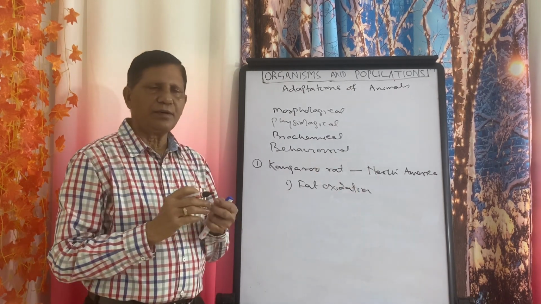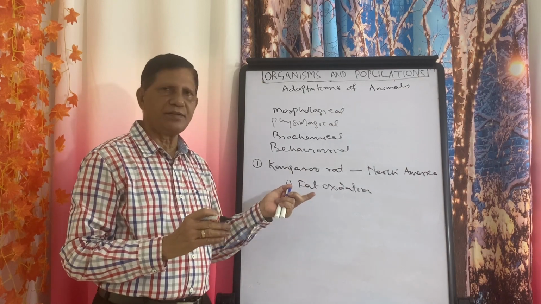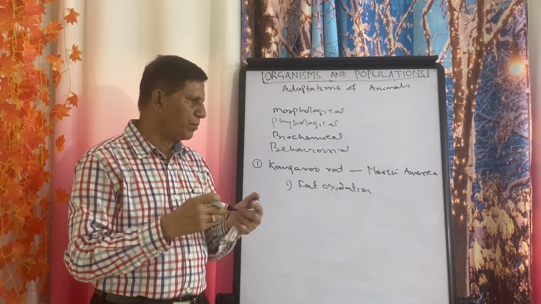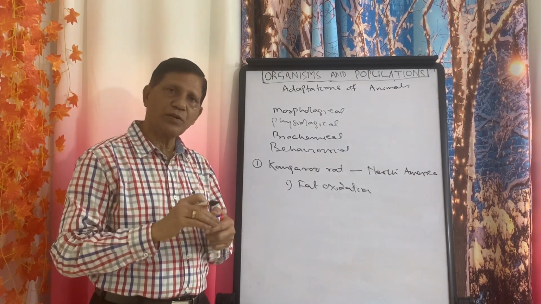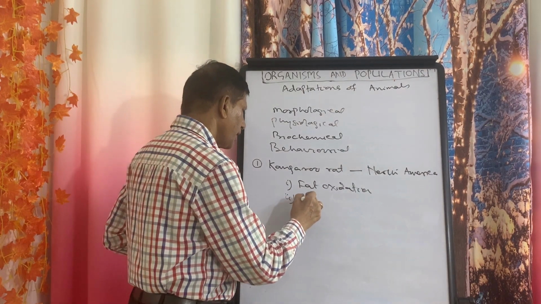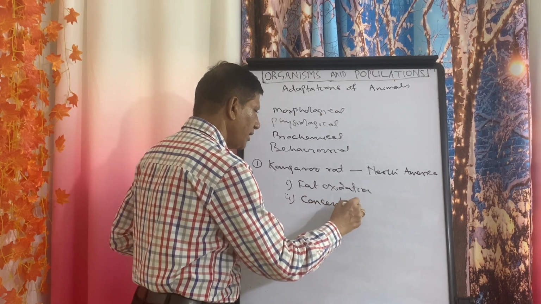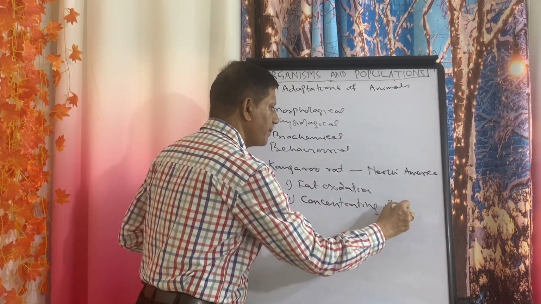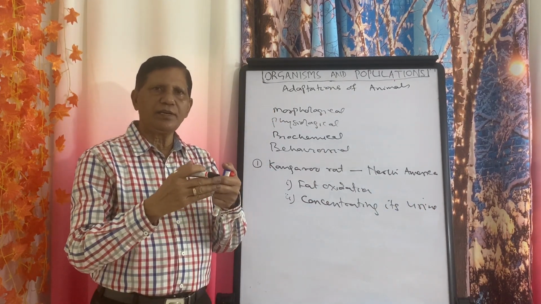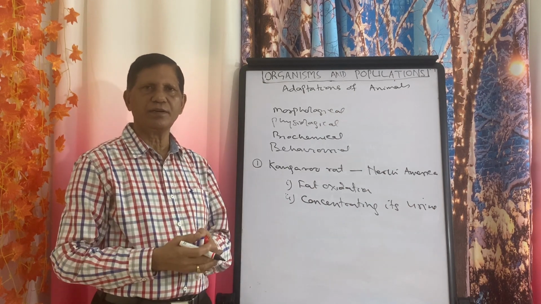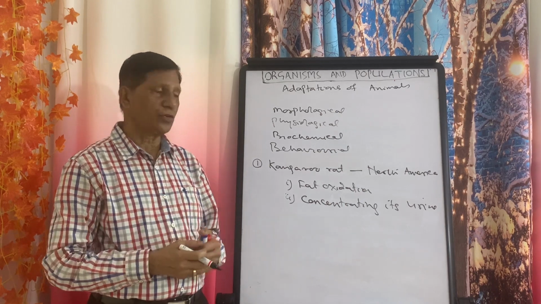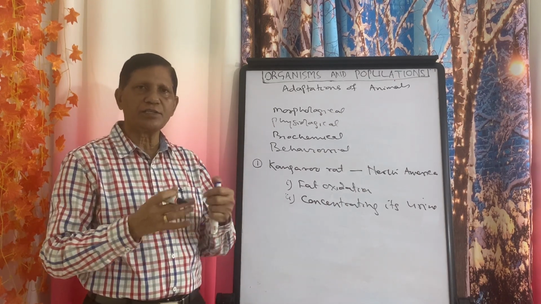The kangaroo rat breaks down the fat present within the body, and during liberation of each molecule of fatty acid, water is liberated, and that water is used for other metabolic reactions. The second step is concentrating its urine. Usually during urination, much water is lost as excretory product, but it concentrates urine so that the loss of water is less. So this is how the kangaroo rat adjusts itself.